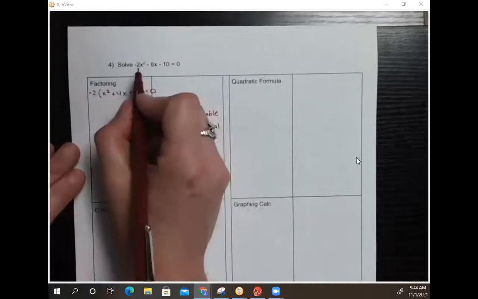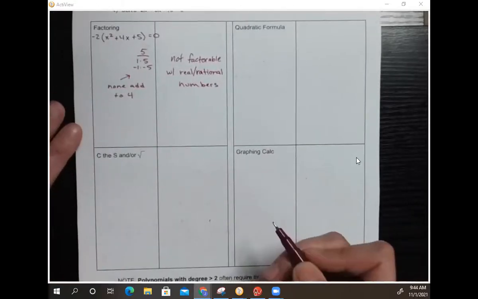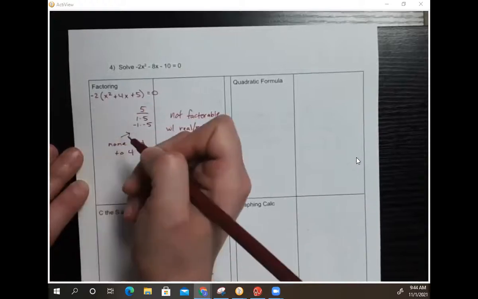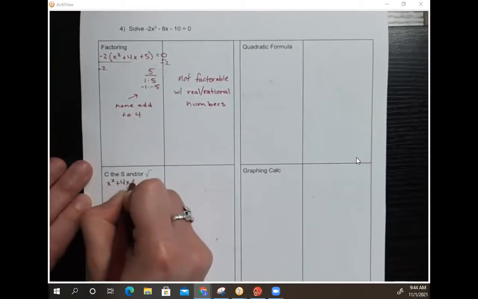Completing the square would be our next one. Since I've got x squared and x, I know I'm going to have to complete the square. I also know I'm going to have to divide everything by that negative 2 like I did here. So I'm going to go ahead and divide that off to the other side and start my completing the square with that next step. So x squared plus 4x plus 5 equals 0, since we divided that negative 2 off.